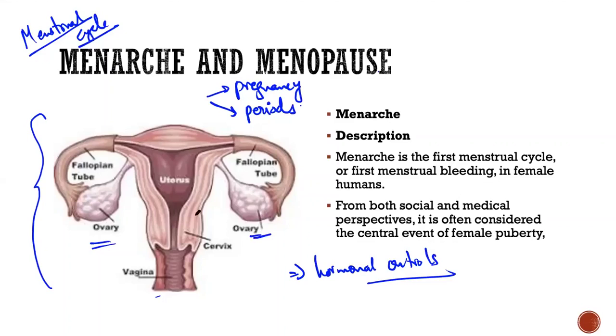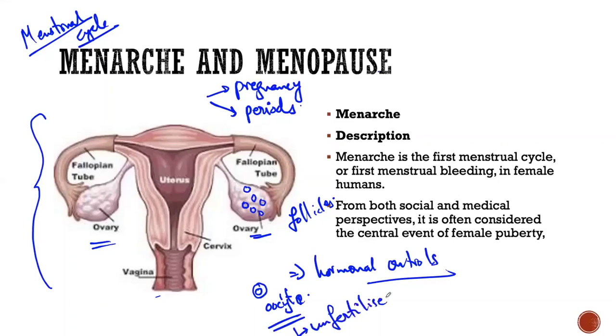Okay, and inside these two ovaries, we have something called follicles. If I may draw so, inside this follicle there is something called an oocyte, which is nothing but an unfertilized cell or egg cell, right?